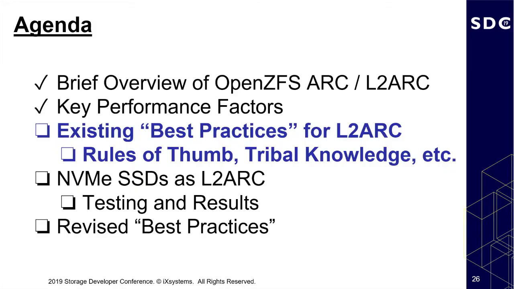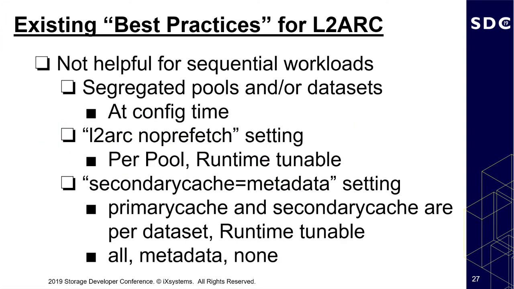All right, so let's look at a few tribal knowledge things. Now, I've only been around ZFS land for about a year, a little more than a year, so there's probably more secret incantations out there, but these were ones that I heard amongst our ZFS developers. L2ARC is not helpful for sequential workloads. But if you do have a sequential workload, you need to segregate it to a different pool.